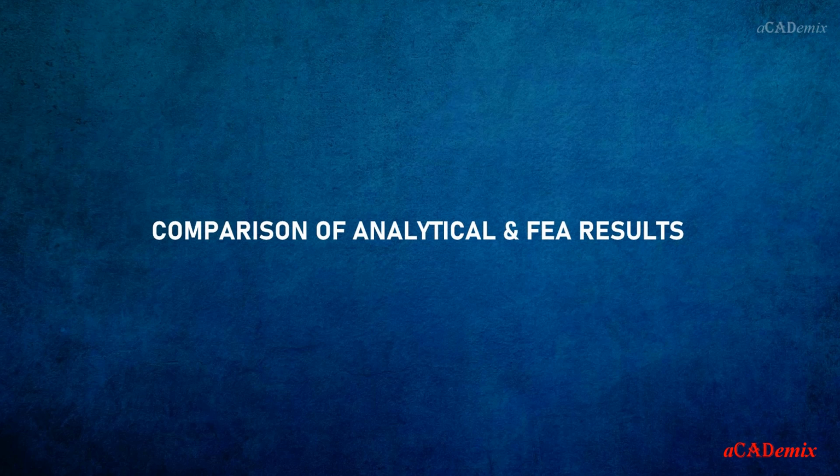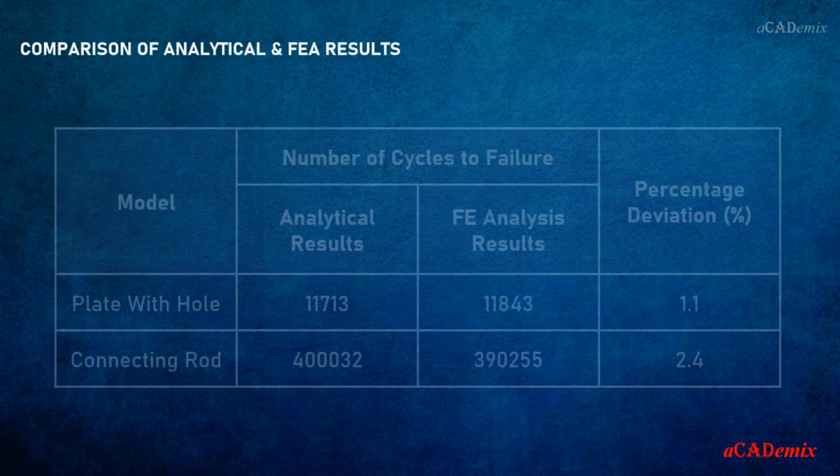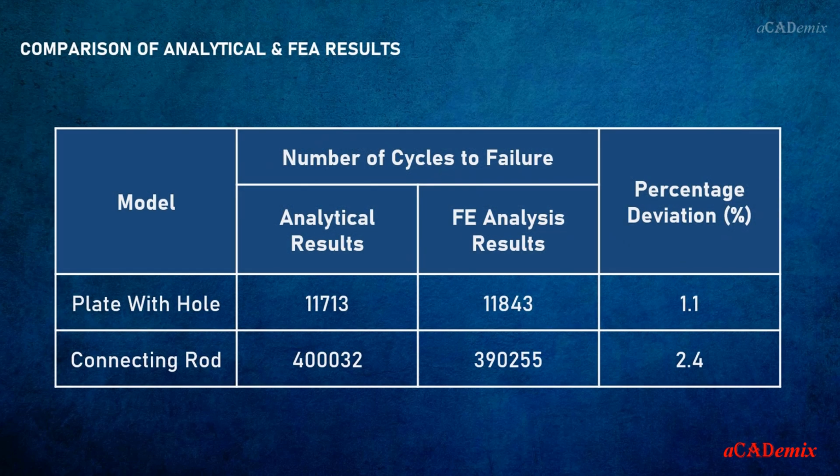Now we are going to compare the finite element analysis results with analytical calculation results. In the plate with hole problem, the number of cycles to failure value obtained from analytical calculation is 11713, whereas the result obtained from finite element analysis is 11843 cycles. The percentage deviation is 1.1%.